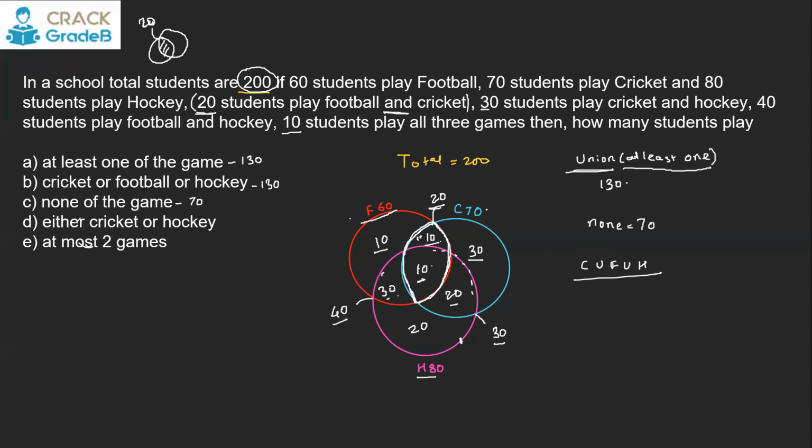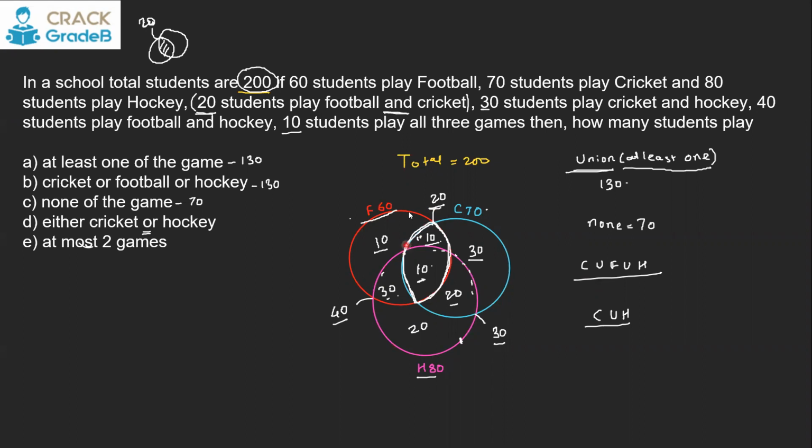D, either cricket or hockey. Either cricket or hockey means, again the word used here is or, that means we are talking about the union of cricket and hockey. So cricket union hockey means either cricket or hockey. And as I told you, union means you have to draw the periphery from outside. So you want cricket or hockey, so you have to draw the periphery from the cricket and hockey circles like this.